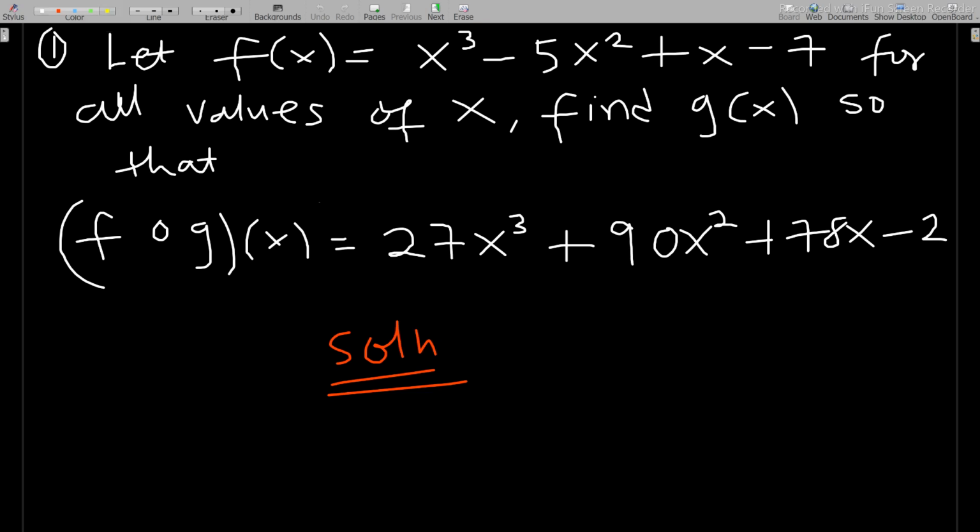Okay, so given, let f of x be equal to x cubed minus 5x squared plus x minus 7 for all values of x. Then you're supposed to find g of x so that f of g of x, that is the composition of f of x and g of x, is now given. And now we've been given f of x, so our task here is to find what g of x is. Okay, so how do you go about it?